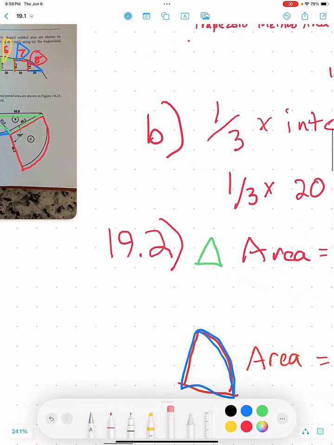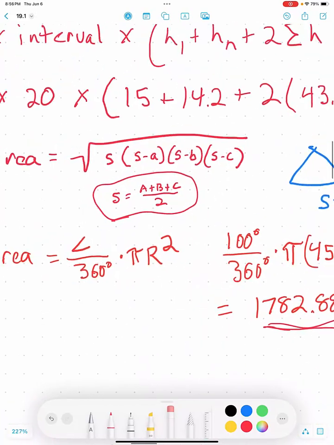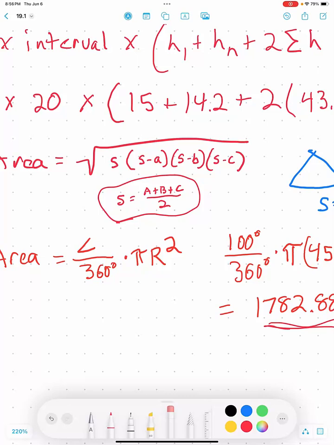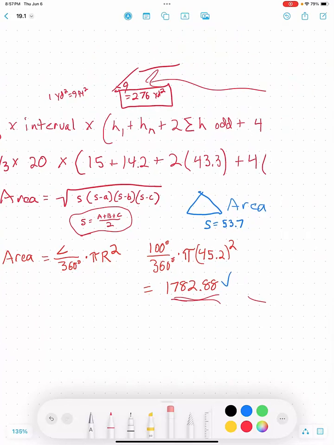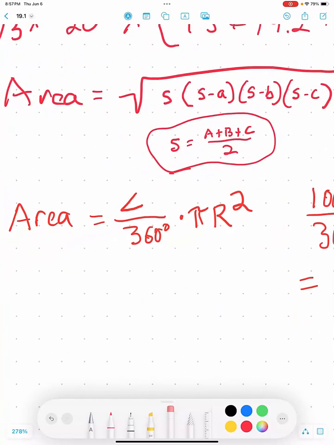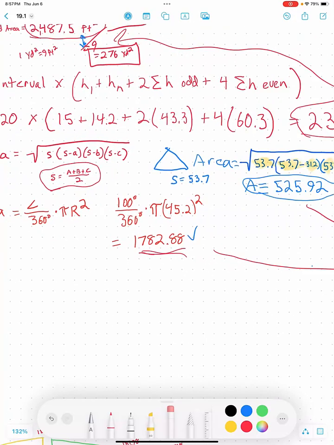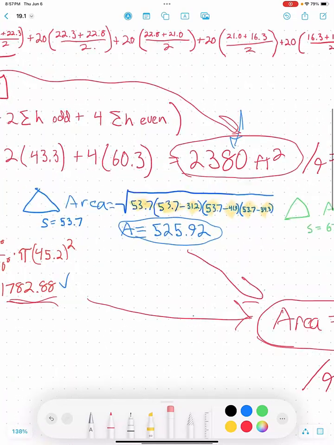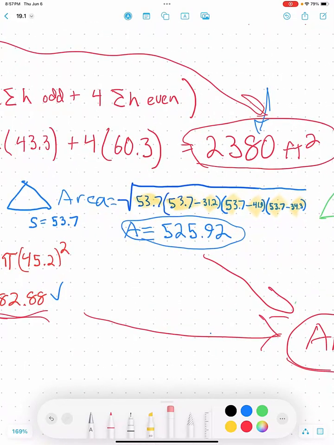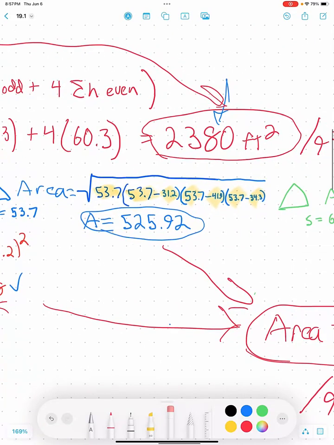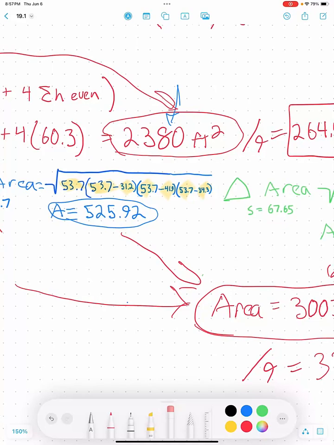So the area of the triangle is the square root of s times (s minus a) times (s minus b) times (s minus c), where s is (a plus b plus c) divided by 2. And the area of the portion of the circle is just that angle divided by 360 times pi r squared, r being the radius. So you can see we did the blue triangle first. That's the square root of 53.7 times (53.7 minus 31.2) times (53.7 minus 41.9) times (53.7 minus 34.3). Square root of all of that, I got 525.92.